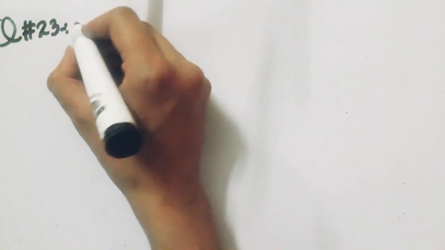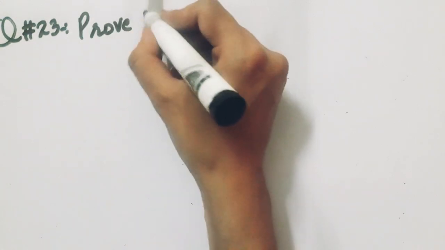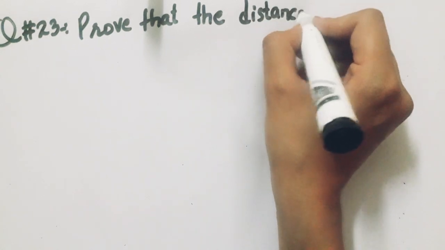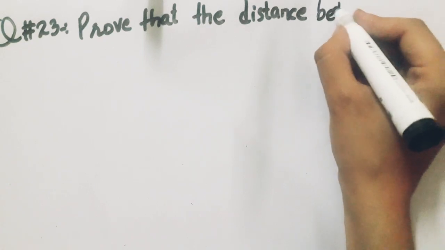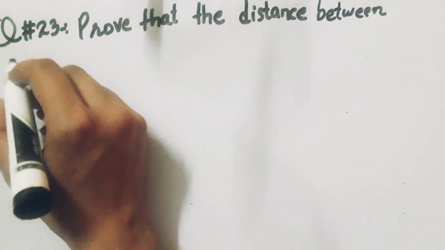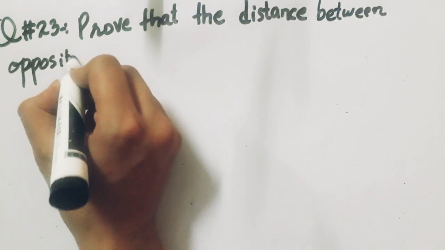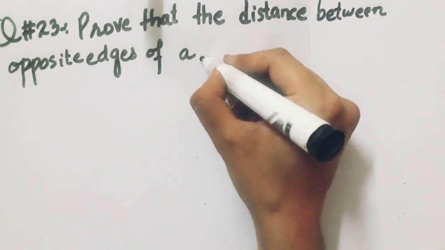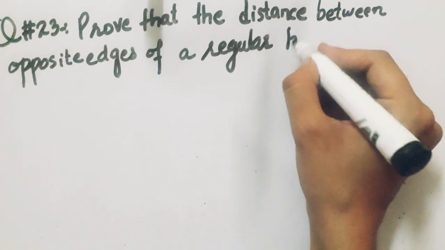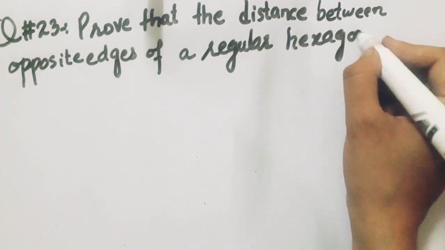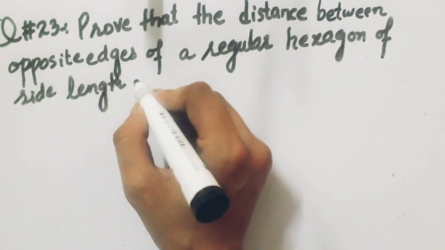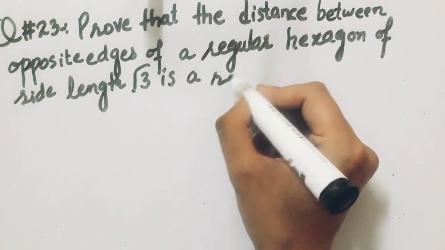Now the question number 23 is, prove that the distance between two opposite edges of a regular hexagon of side length equal to the square root of 3 is a rational value.